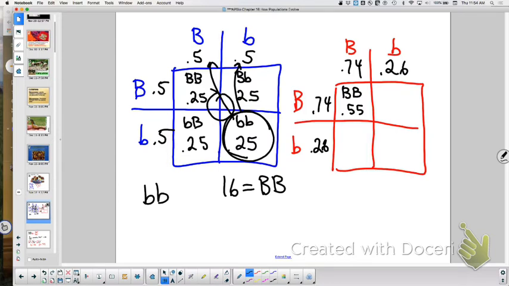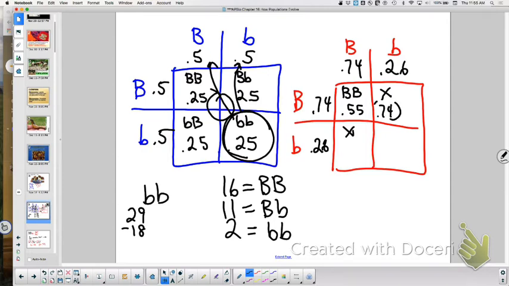Okay, how many did we say were little b? We counted us. How many? 2. So that means big B, little b, what's 16 plus 2? 18, right? And what is 29 minus 18? 11. So we would predict 11 of you are heterozygotes. Do the math to see if 11 of you are heterozygotes. That would be this number and this number, right? So that would be 0.74 times 0.26. What is that? And you have 2 of those, right?